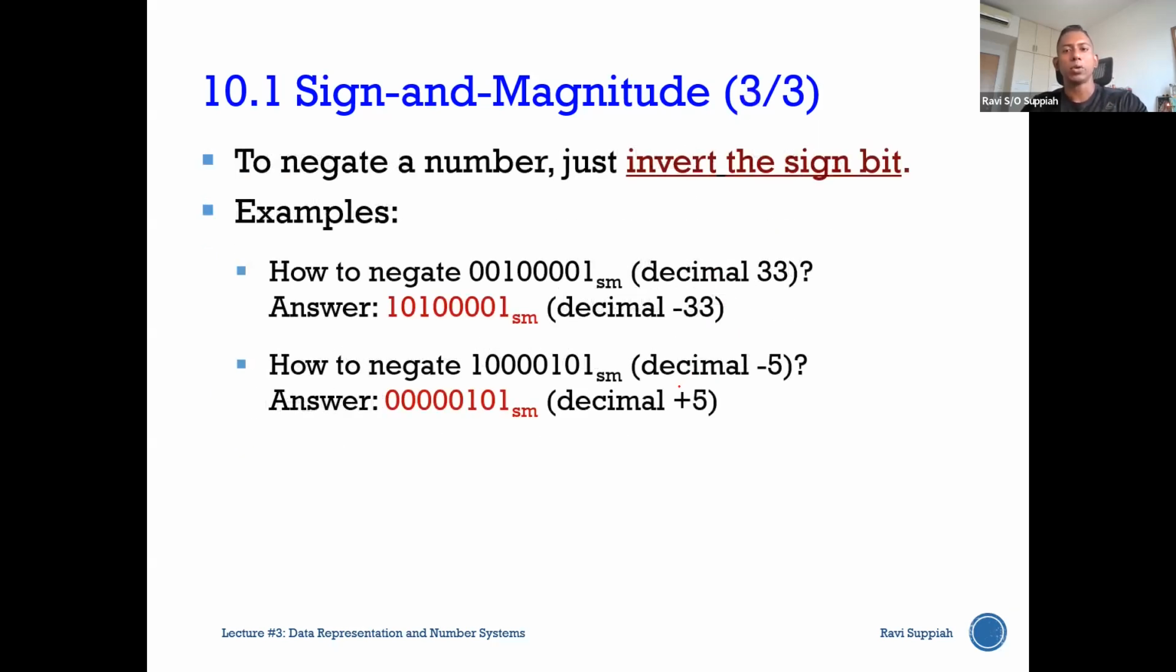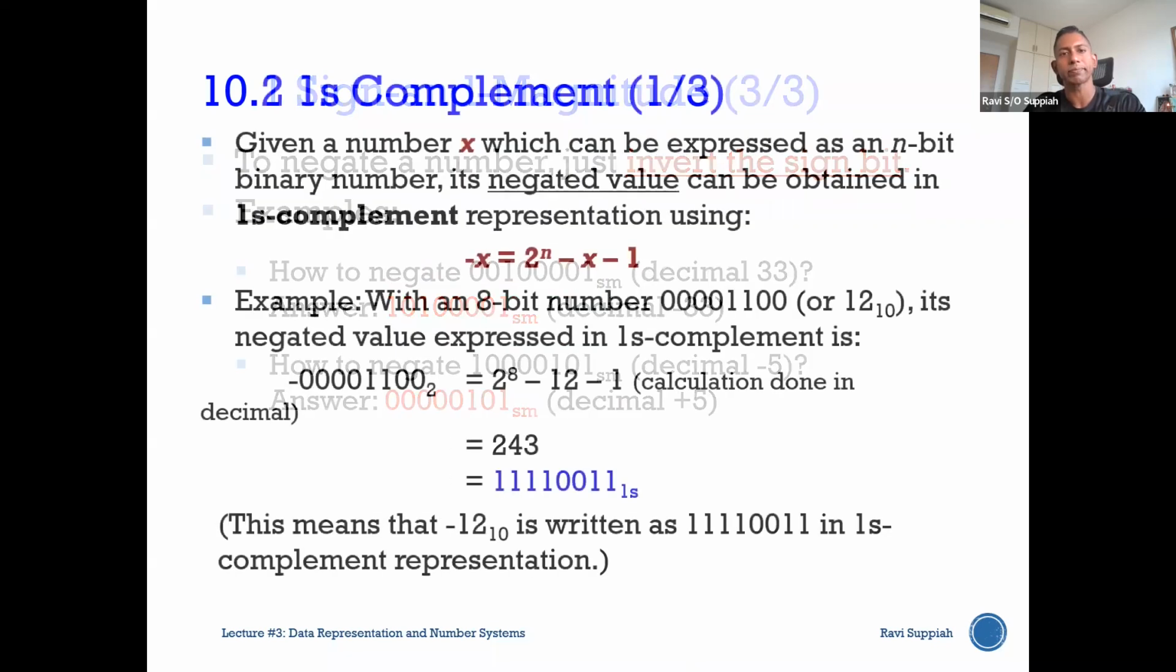In order to create the negative representation, all you need to do is keep the lower bits and invert the sign bit, which is the most significant bit. You don't need to change anything else. You just keep everything else as it is. If it is positive, the most significant bit is 0. If it's negative, the most significant bit is 1. So it's a very straightforward technique.